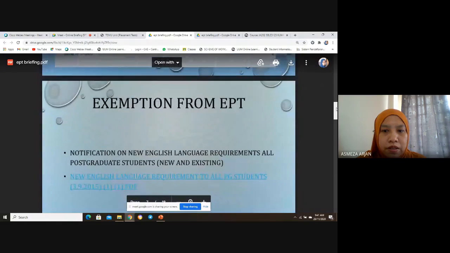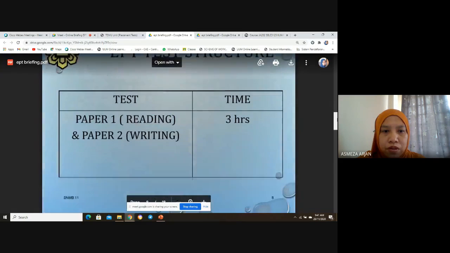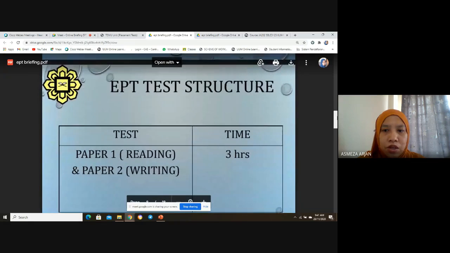Okay, next one. This one is the same thing as what I've mentioned just now. Okay, no need to see. So this is the EPT structure.